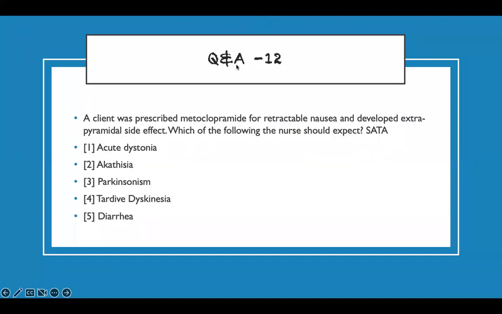Another question. Which of the following should the nurse expect? A SATA question. You know what to do. Ask, case, go for it. A client was prescribed metoclopramide for intractable nausea and developed extrapyramidal side effects. Which of the following should the nurse expect?